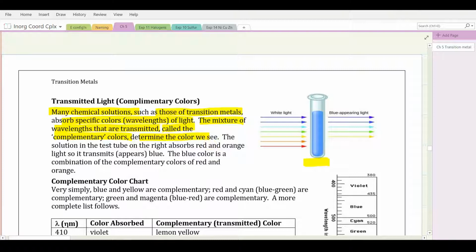So in the solution in the test tube, it's the red and the orange that are being absorbed. The other colors, the complementary colors of red and orange, are what's being transmitted, and our eyes blend those to see blue. We can say that blue is a combination of the complementary colors of red and orange.